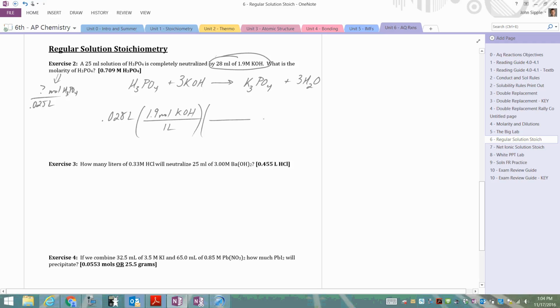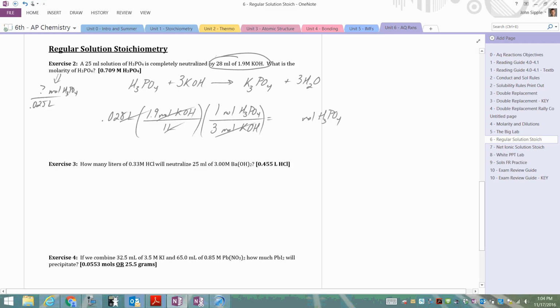And now what do I do? Next step. So if we're in moles, what's the next step for stoichiometry? Always mole ratio. Okay, so what's the mole ratio? How should I plug in the mole ratio here? What is it? 3 moles of KOH on the bottom, so then that cancels. 1 mole of phosphoric acid on the top. All our units cancel out, so we have moles of H3PO4.